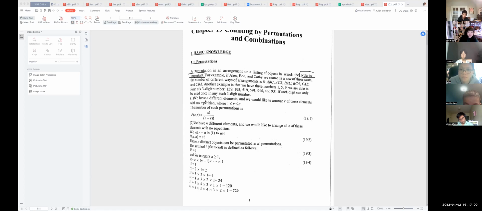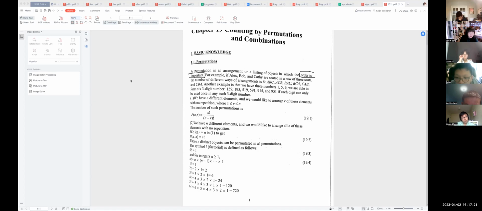Okay, so we have n different elements and we would like to arrange r of these elements with no repetition. So where r is bigger than or equal to 1 and smaller than or equal to n. Of course, r is part of the n, so r cannot be bigger than n. So P(n, r) is n factorial over (n minus r) factorial.